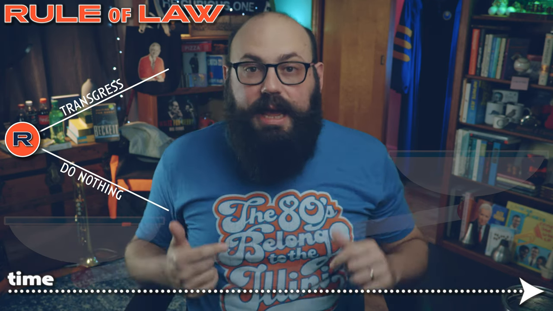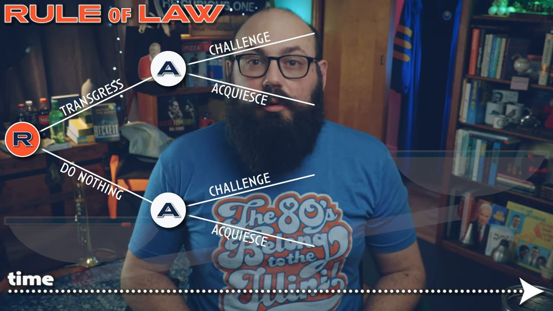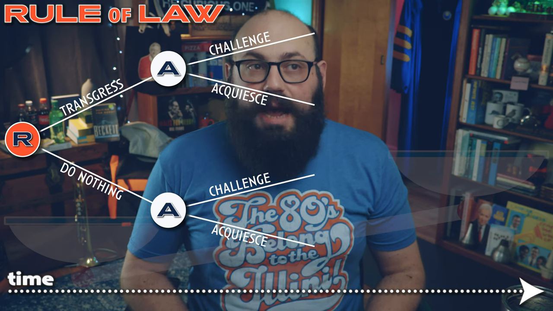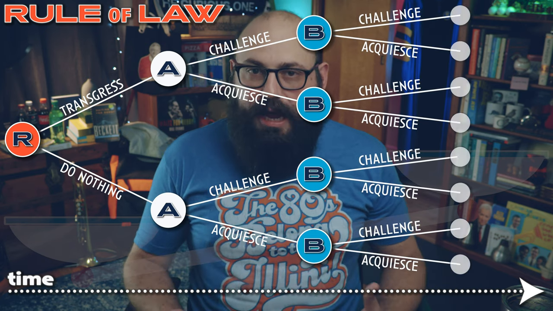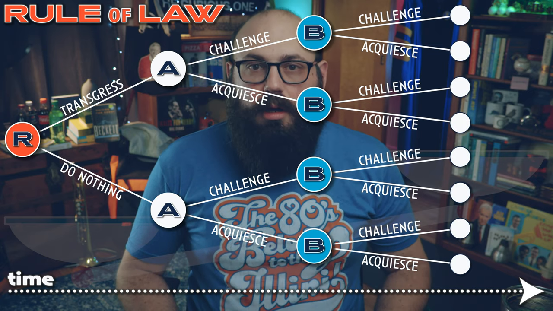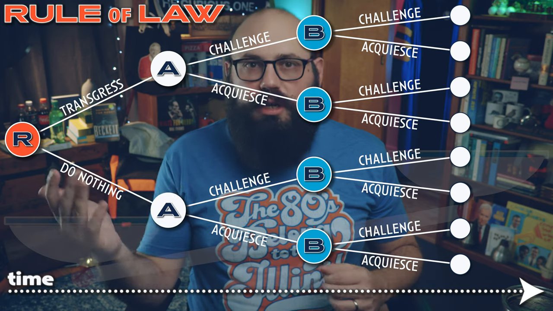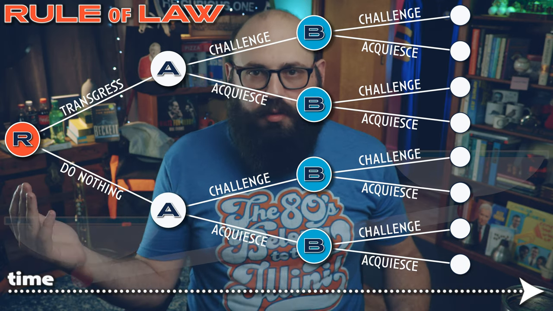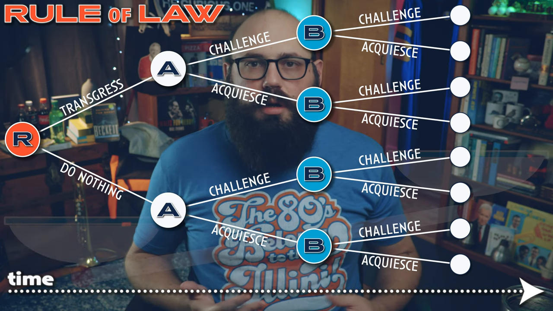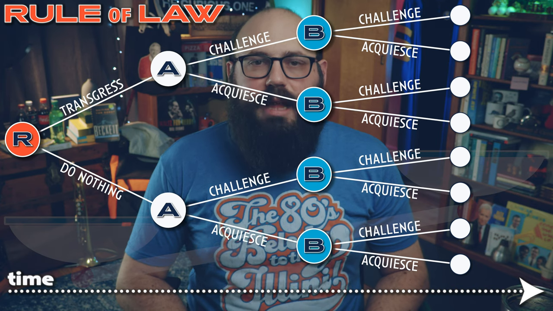Regardless, Faction A can then make a decision to try to challenge the leader or to acquiesce. And then after that, Faction B can either challenge or acquiesce. So we wind up with 8 terminal nodes. The ones with transgression: both challenge, 1 challenges, neither challenges. And then the same if they don't transgress. So there are 8 outcomes. I spent some time talking through where the utilities come from last time.